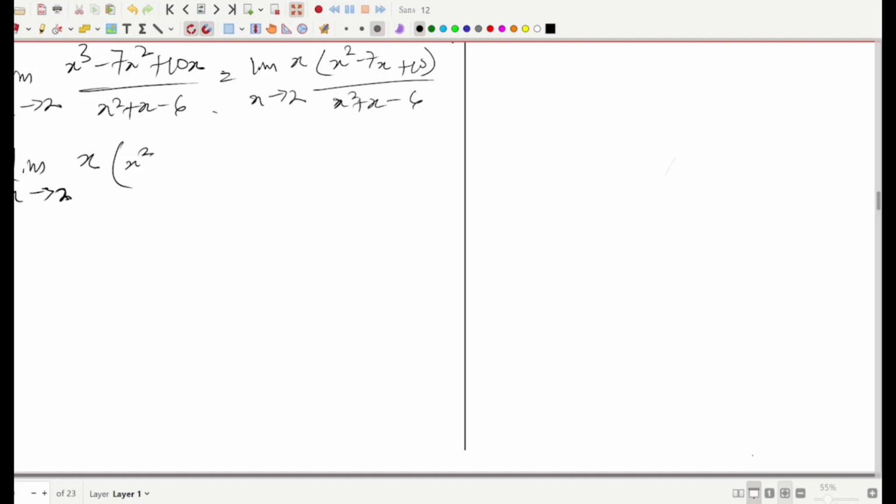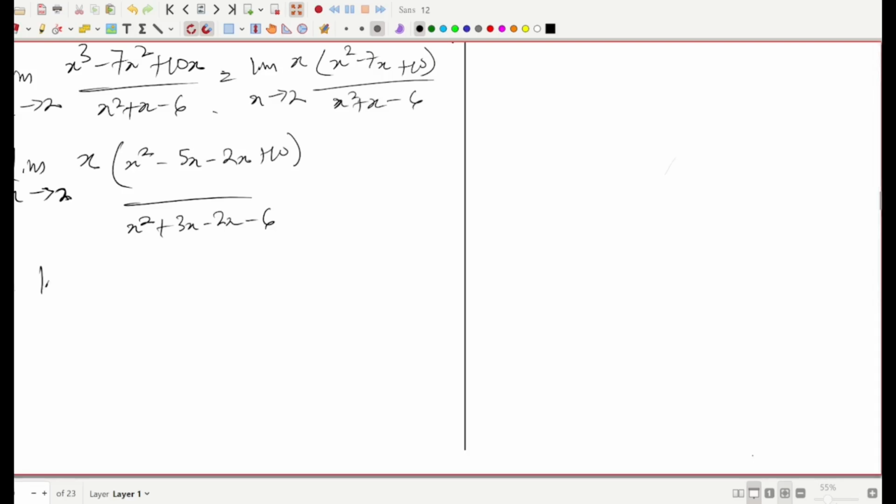Factors of 10: now when multiplied will give you 10, but then when added will give you what? Negative 7. Right? So there will be negative 5 and negative 2. When negative 5 and negative 2 are multiplied, you get 10. When they are added, you get negative 7. So negative 5x minus 2x plus 10, divided by, let us factorize here. Here we end up with x squared plus 3x minus 2x minus 6.